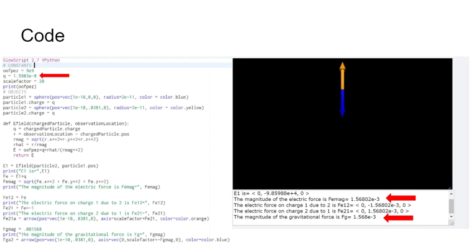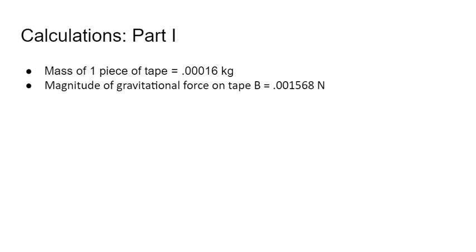Here's my code, and in this code it's important to note that the charge is equal to 1.5903 times 10 to the negative 8 coulombs, and it's also important to see that the magnitude of the electric force is equal to the magnitude of the gravitational force, as indicated by the red arrows.